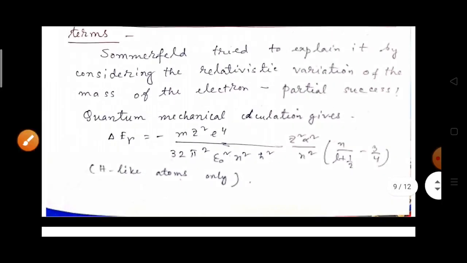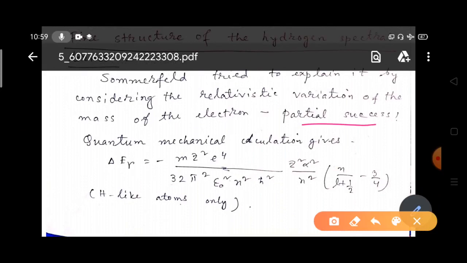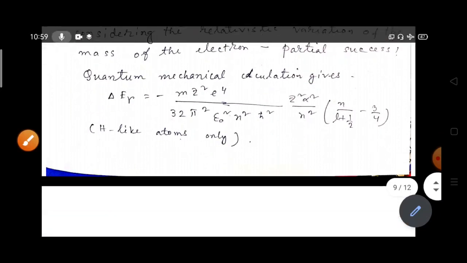We have considered that Sommerfeld tried to explain it by considering the relativistic variation of mass of the electron, but it was a partial success. We have seen that it cannot explain all the spectral lines. Now quantum mechanical calculation of the relativistic variation of the mass will certainly give some correction to the Sommerfeld calculation, and it gives the value for the relativistic correction as minus m z square e to the power 4 by 32 pi square epsilon naught square n square h cross square into z square alpha square by n square into n by L plus half minus 3 by 4, and this is valid for hydrogen like atoms.